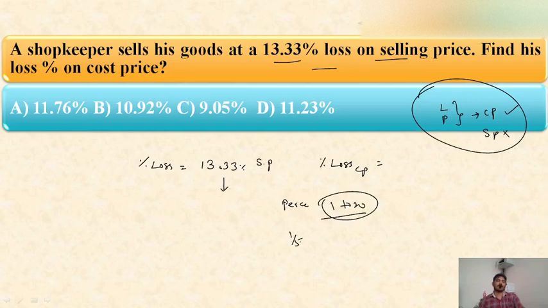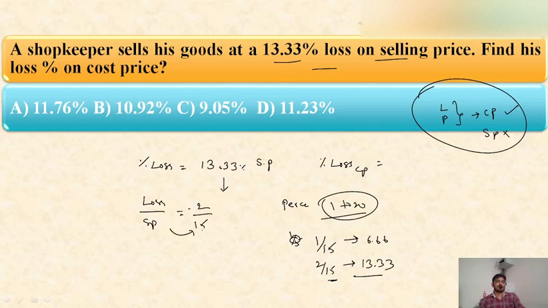So the 1 by 15 value is equal to 6.66. Then the 2 by 15 value is equal to 13.33. So loss by selling price is equal to 2 by 15. Here the selling price was 15 parts and the loss was 2 parts. Then if we go with the ratio of the cost price and selling price, the selling price is given as 15 parts, then the cost price will be 17 parts.